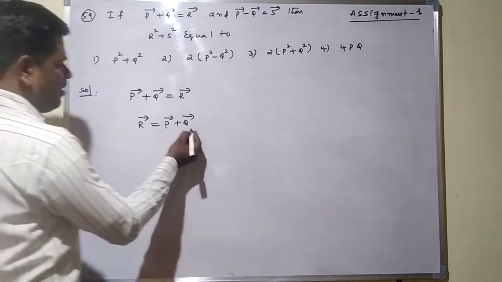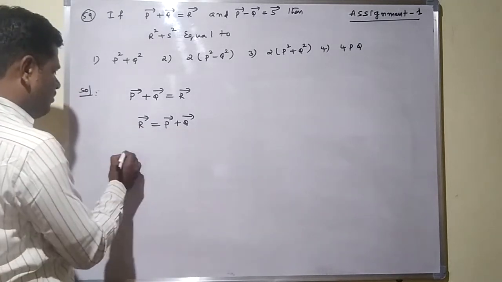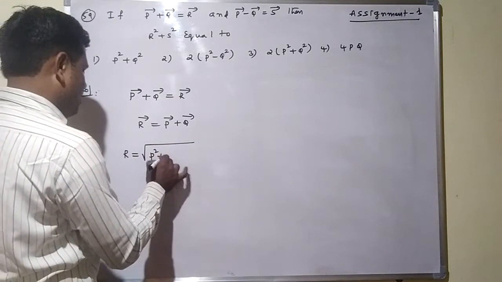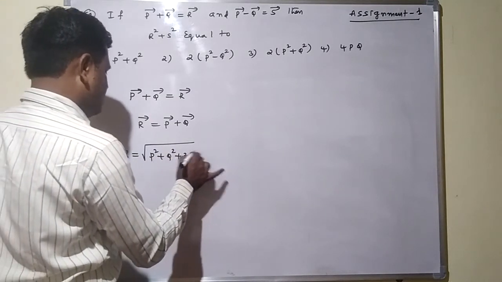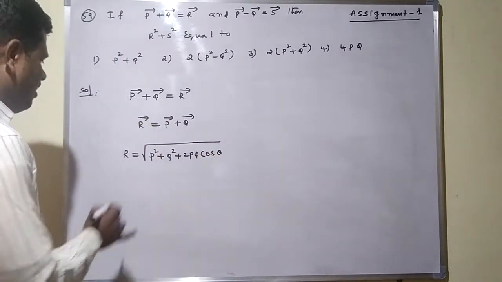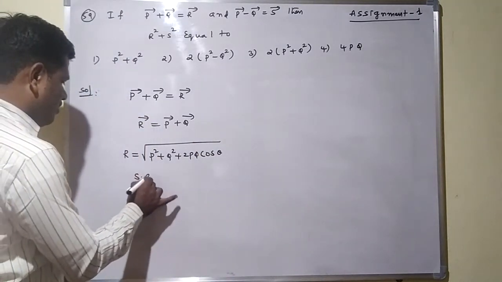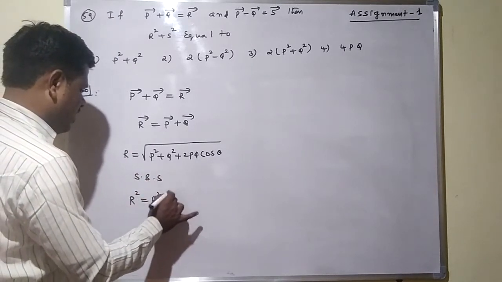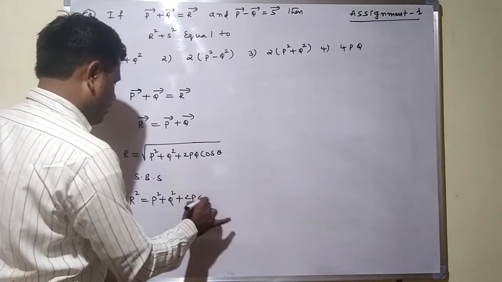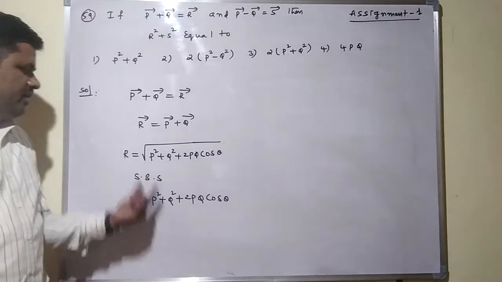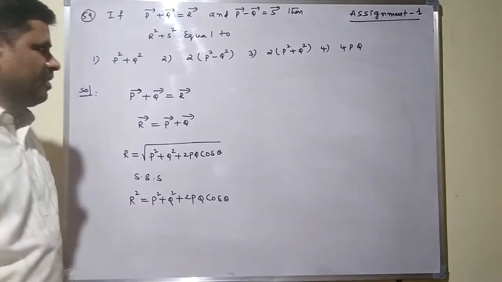So R bar is equal to P bar plus Q bar. The magnitude of R bar can be written as R is equal to under root of P square plus Q square plus 2PQ cos theta. Now squaring on both sides, R square is equal to P square plus Q square plus 2PQ cos theta. This is the R square value.